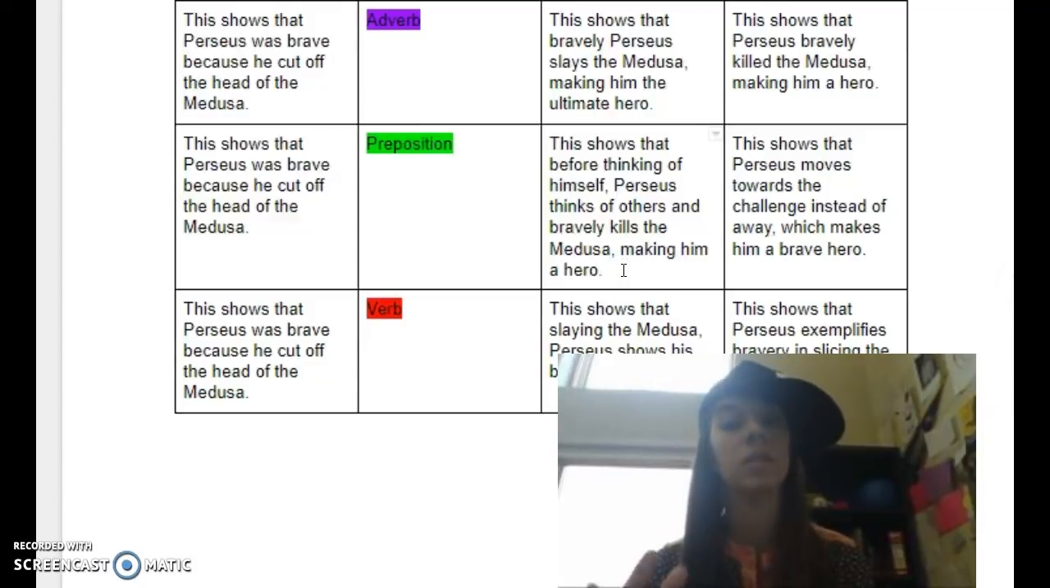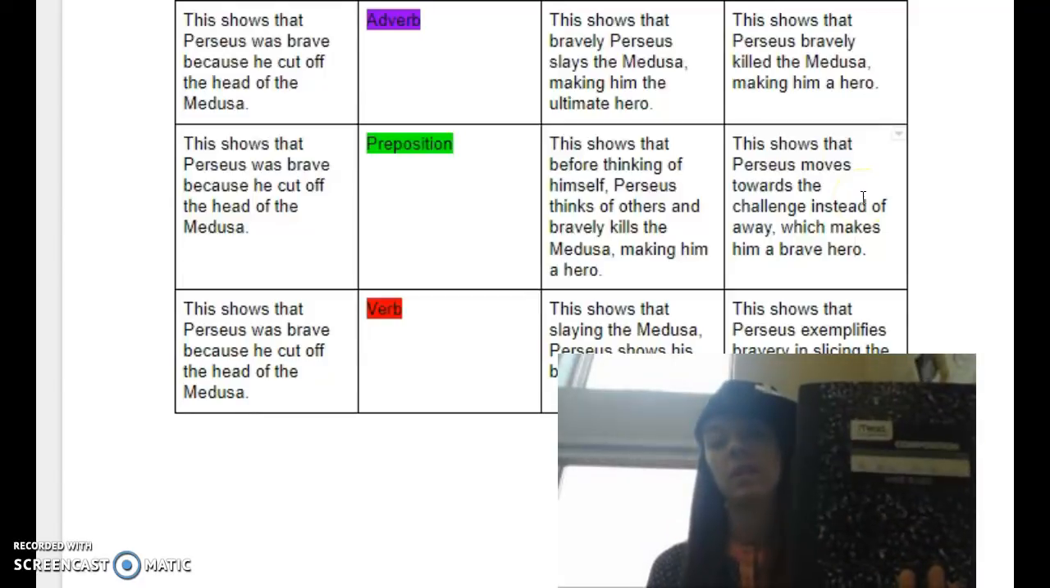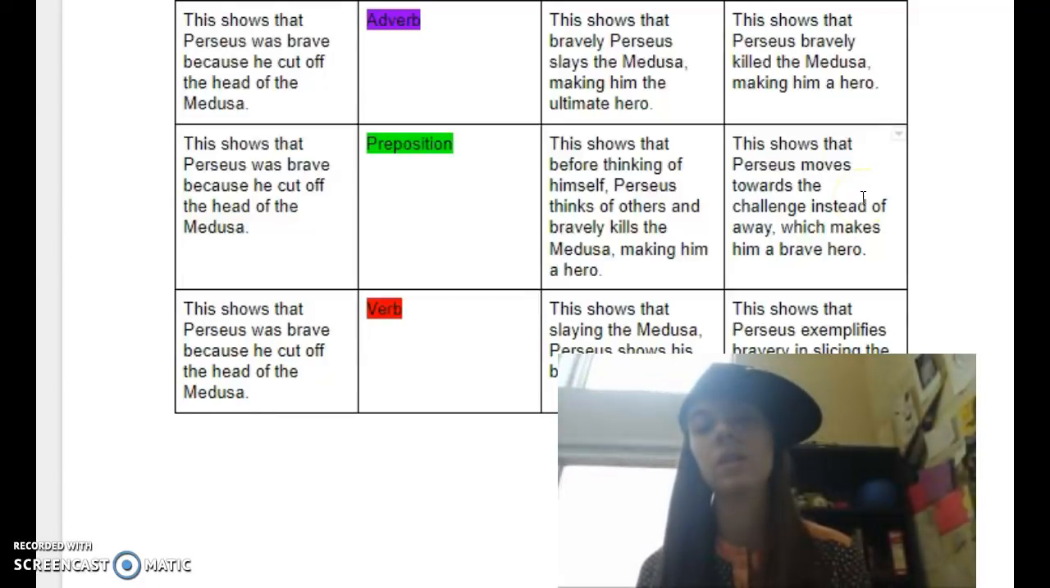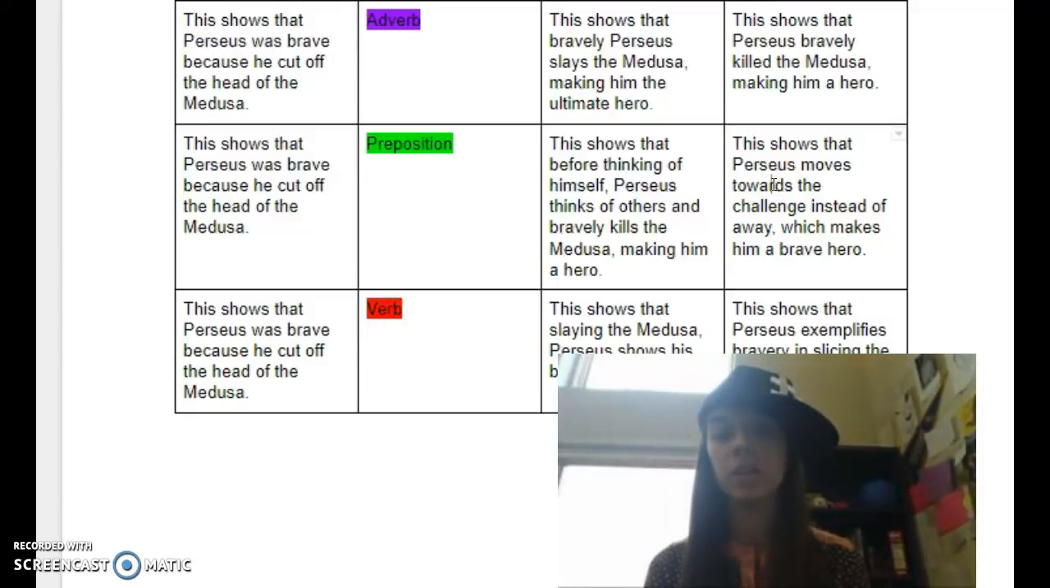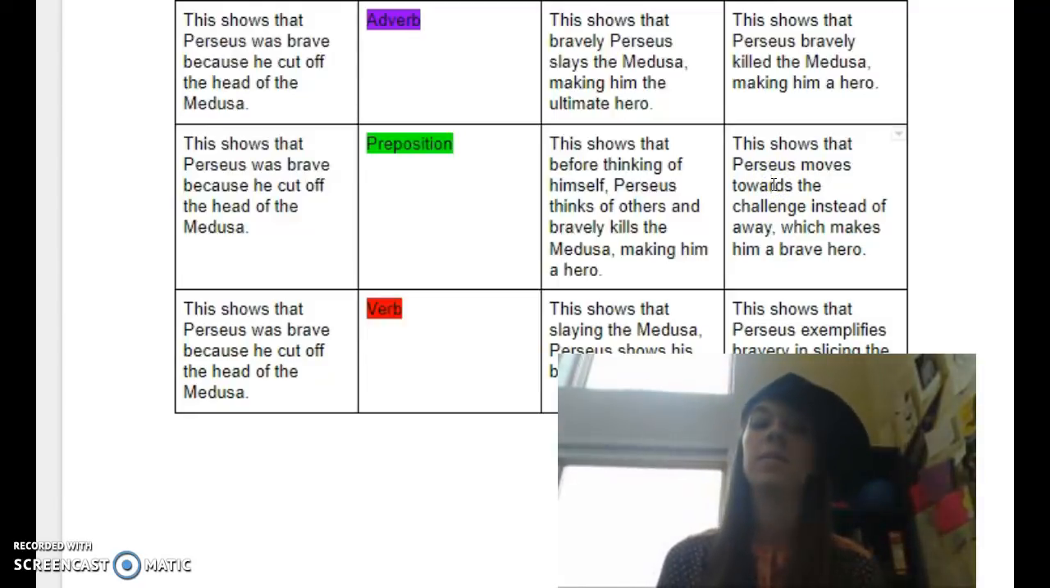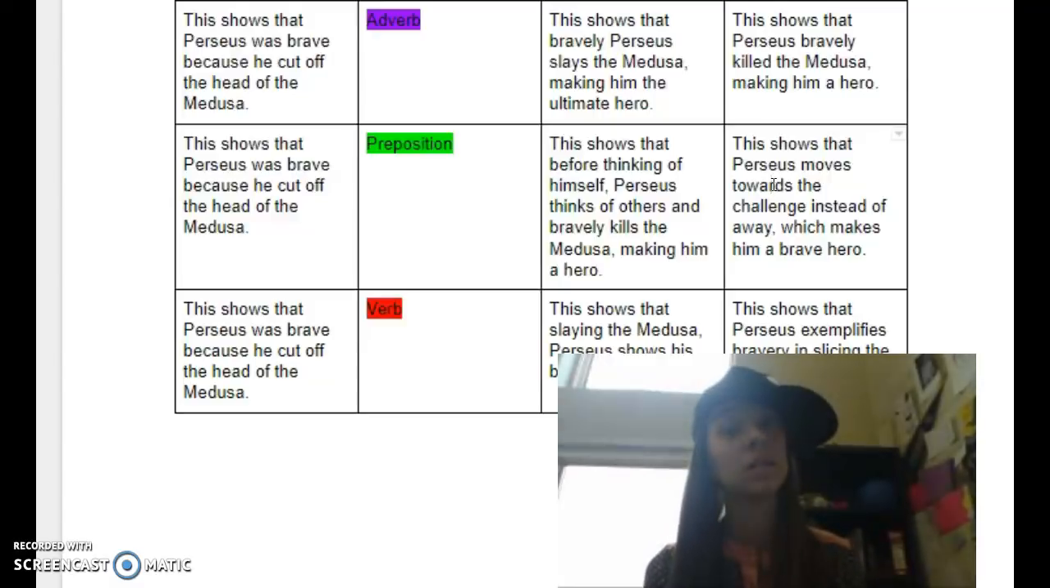Guys, that has some good substance to that sentence, right? That's deeper than just saying he was a hero, all right? Then I'm going to go to my improve it. This can show up anywhere in the sentence. And again, I chose one from my list and I said, how can I describe what happened? So this shows that Perseus moves towards, that's our preposition here, the challenge instead of away, which makes him a brave hero. So it shows Perseus's character using a preposition word. Really simple, really easy there, all right?